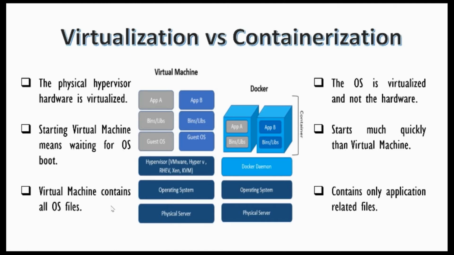Now, when we are talking about the files that each VM contains, the virtualization VMs contain the application files as well as the OS related files. As you know, containers only contain the application and its dependent files. They don't contain any of the OS related files. Only the application related files are present in containers.